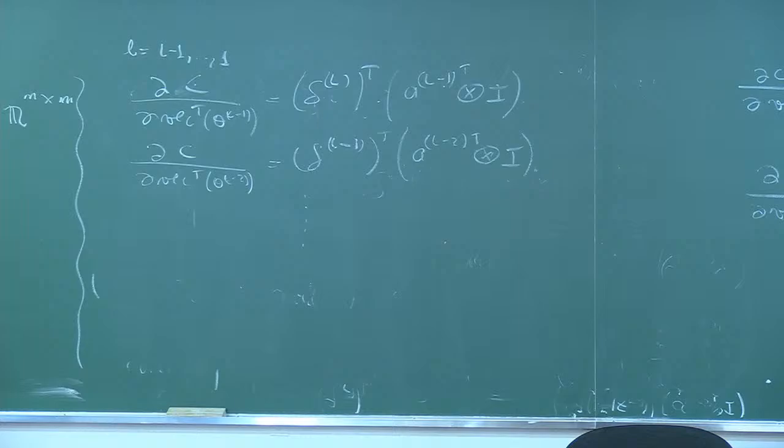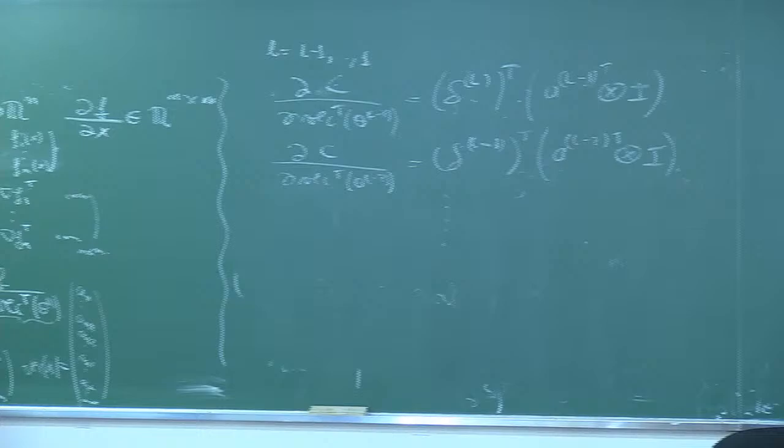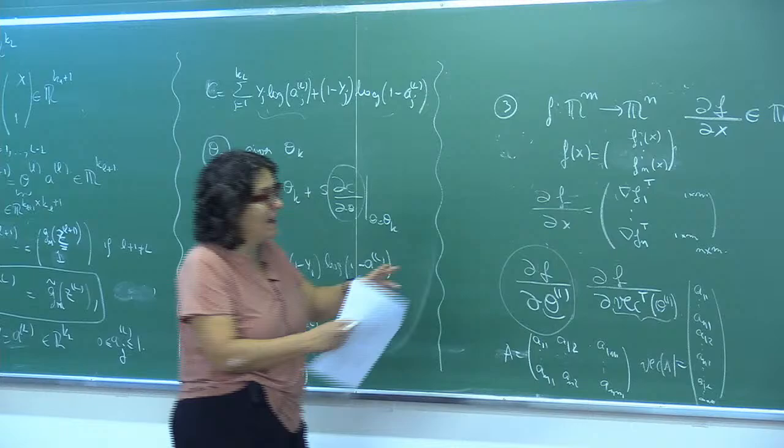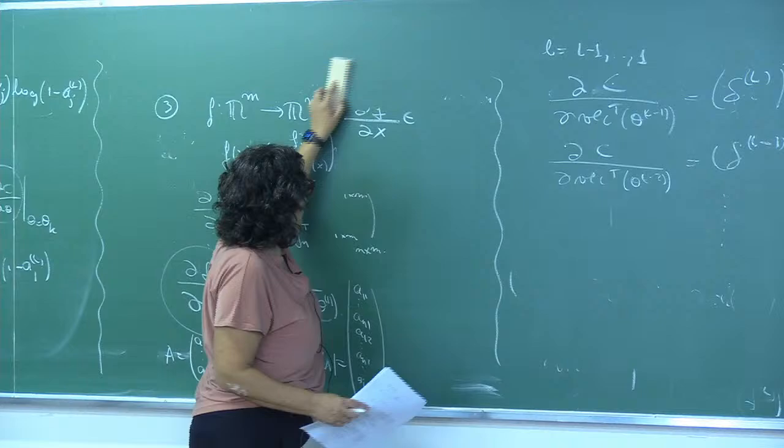If you find a misprint or whatever, you are welcome to tell me. Okay, what do we do with all of this? Now the next question is, what do we do? We have all these derivatives, we know how to compute them. What is the next step? How do we put this in the computer?